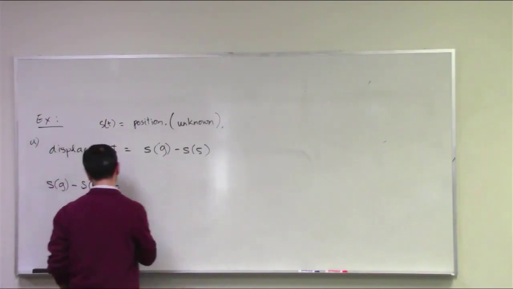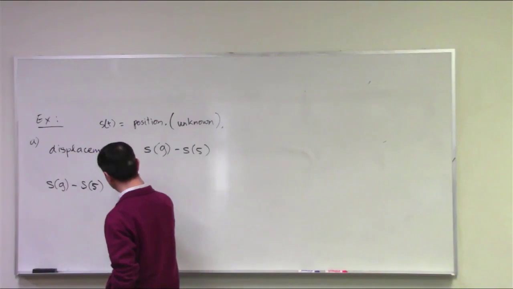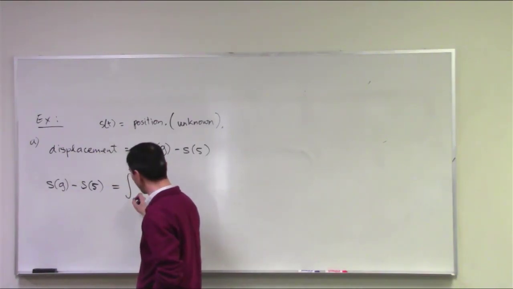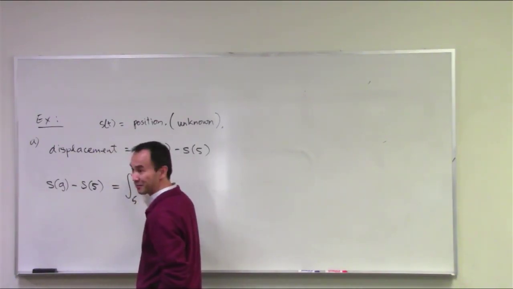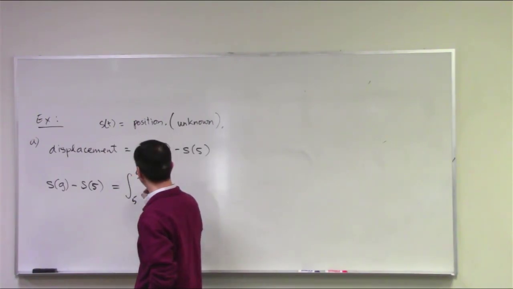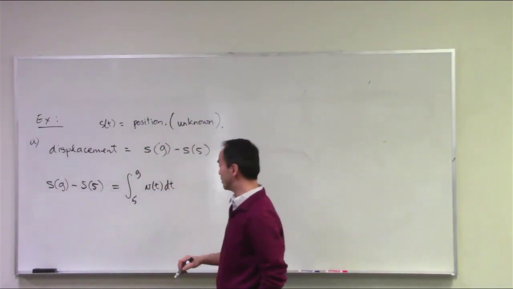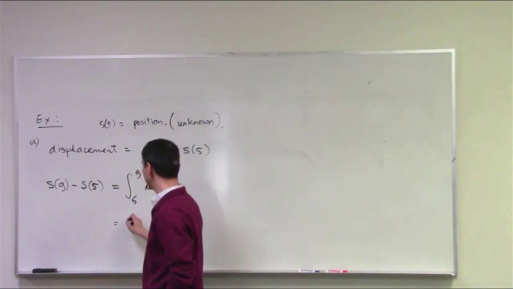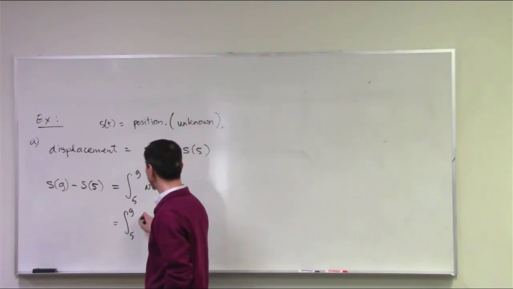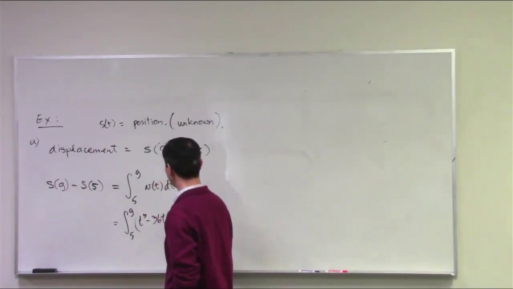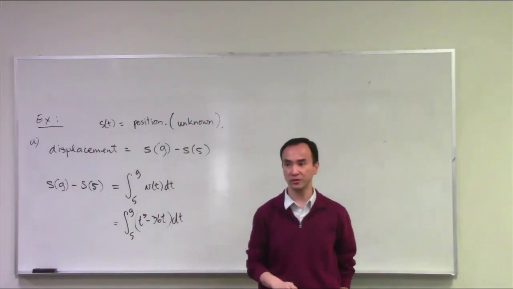The way to do that, according to the net change theorem, all you do is just take the definite integral from 5 to 9 of your velocity function with respect to t. Your velocity function simply comes out here. So from 5 to 9, and it was t cubed minus 36t. Okay, that's how we do that.